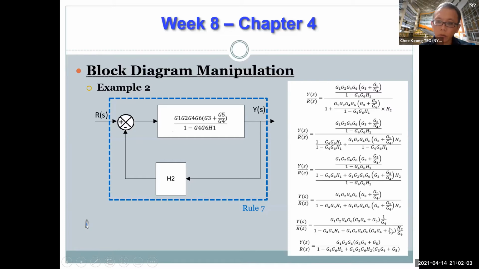So with this new numerator, you basically can slightly further simplify by multiplying in the 1 over G4 and 1 over G4 here. So that makes up this final expression over here. So it's not really difficult to manipulate. You just have to be more careful. But sometimes errors do happen because we are still human, right?